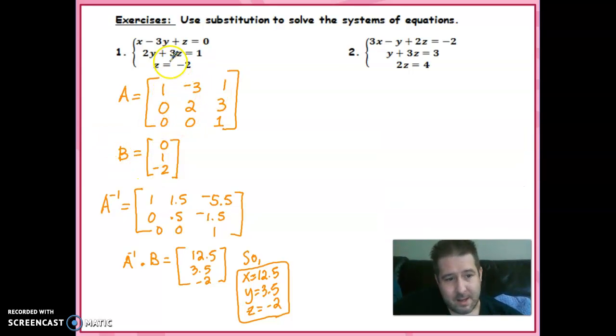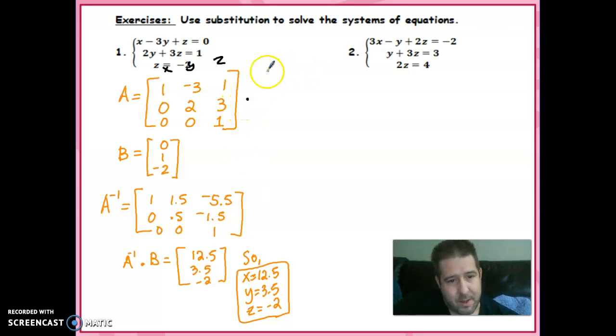All right, so first thing I did was I wrote, this is the x, this is the y, this is the z. So there's 1x, negative 3 is the y, 1z. And then there's no x's here, 2 y's, 3 z's. And then no x, no y, and there's 1z. And then, of course, 0, 1, negative 2 are the constants. Those are the numbers that have to be set up just like this for this to work.